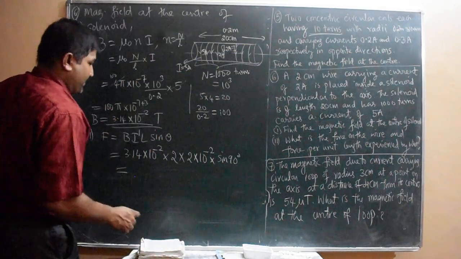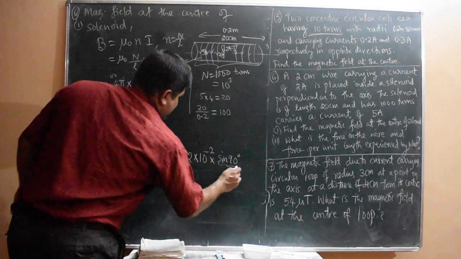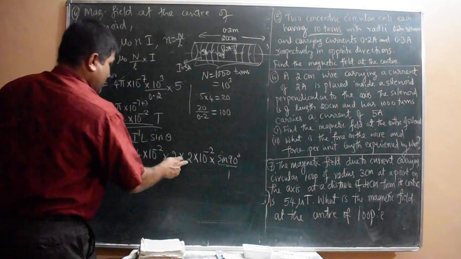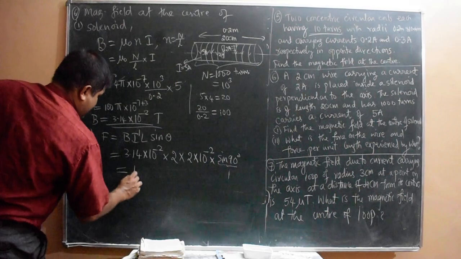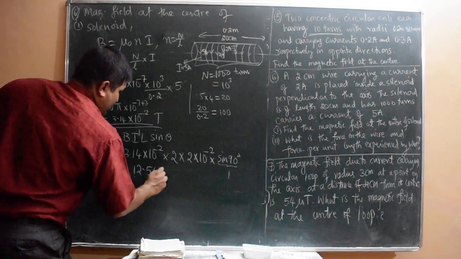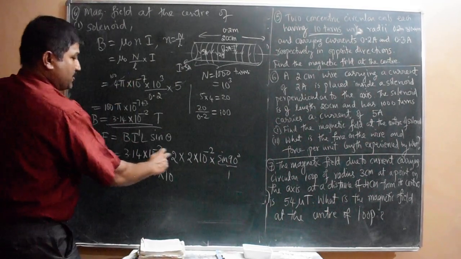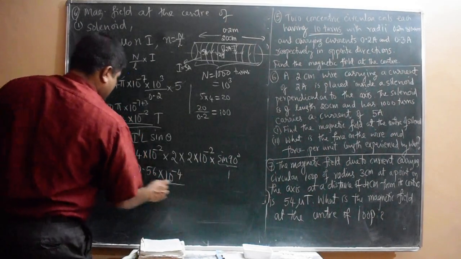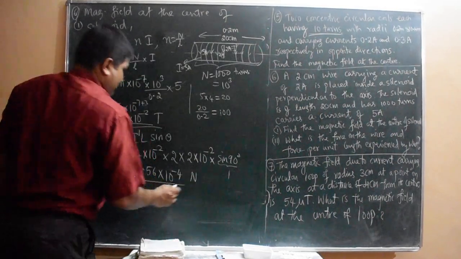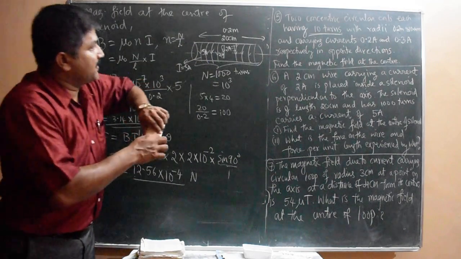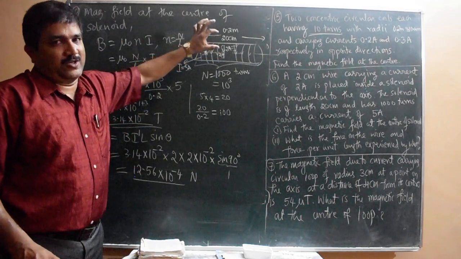So then it is just multiplication: sin 90 is 1, 2 into 2 is 4, and 4 into 3.14 is 12.56 into 10 power minus 2 and minus 2, so minus 4. The unit of force is Newton. This is the force experienced by this wire inside the solenoid.